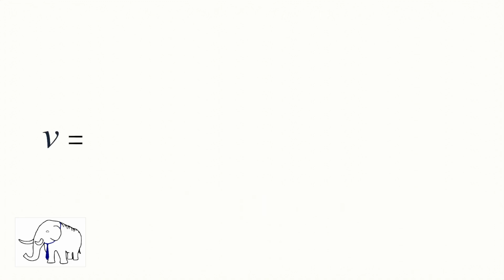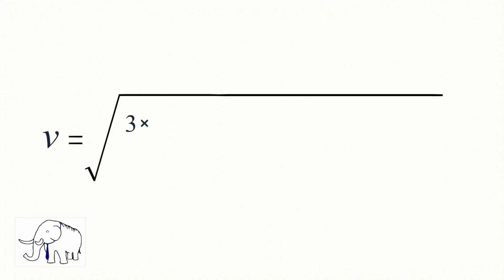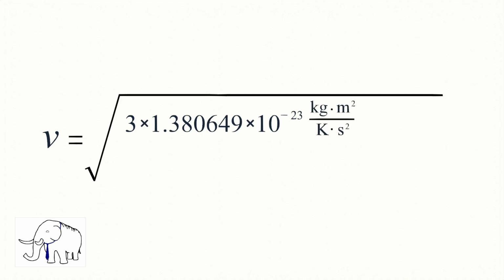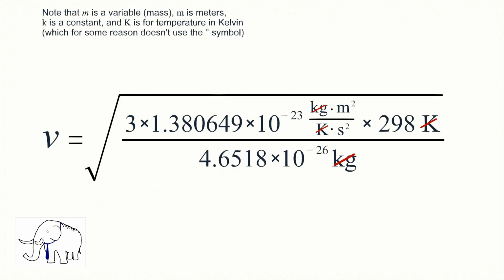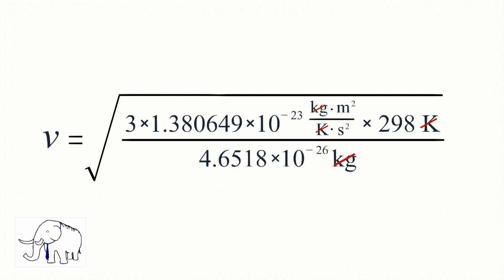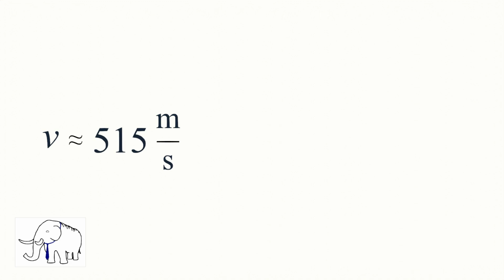v is equal to the square root of 3 times the Boltzmann constant, which is 1.380649 times 10 to the minus 23rd kilogram meter squared per Kelvin second squared, times the room temperature, 298 Kelvin. The kelvins cancel, divided by the mass of the nitrogen molecule, 4.6518 times 10 to the minus 26th kilograms. Now the kilograms cancel. The only units I have left are meter squared and second squared under the square root symbol. So my answer is 515 meters per second.